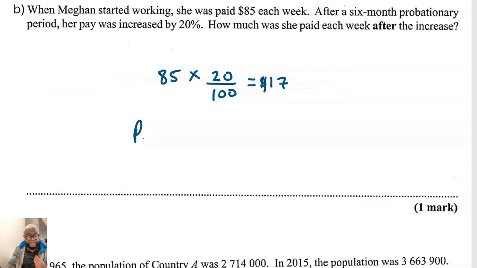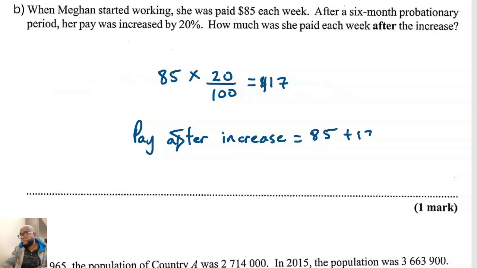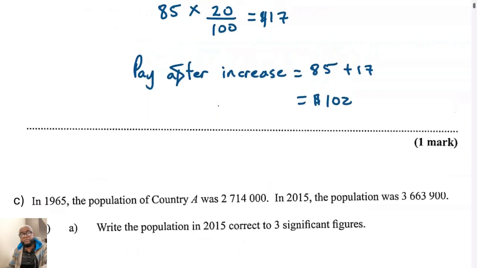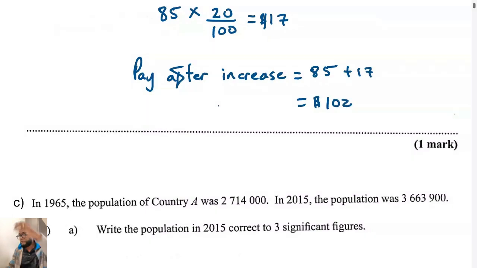And then after you do this, they ask you what was her pay, right? So her pay after increase would be 85 plus 17, which gives me what? 102. Right. Now, if you did 85 multiplied by 120 over 100, you would have got the answer straight in one time, right? And you want to do it correct. 1 mark in the bag. So I put 120 over 100 and multiply by 85, and you get the same thing. Yeah. Right. So let's go.